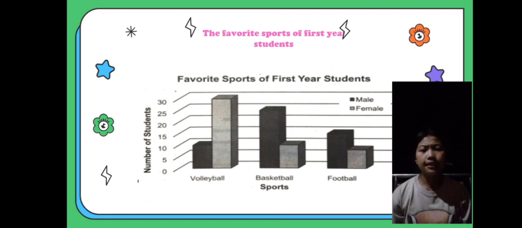So at a glance, we can clearly see that most female students like volleyball, while most male students like basketball. Also, the sport which is least liked by male students is volleyball, while that of female students is football.